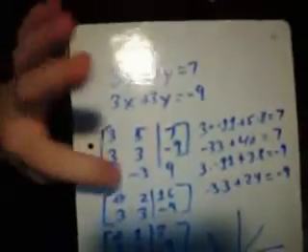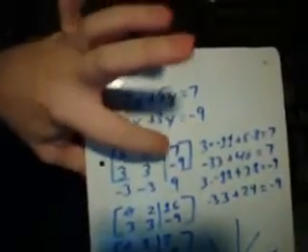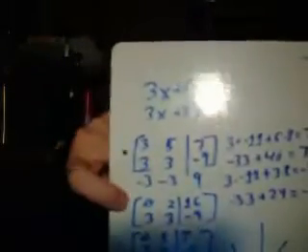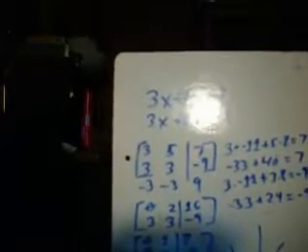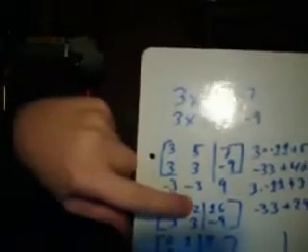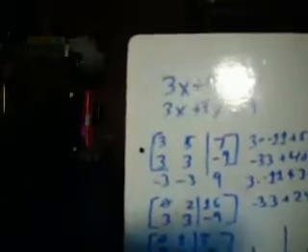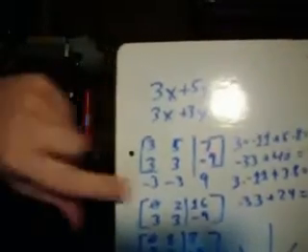What are we going to do next? We're going to add the negative 3, negative 3, and the positive 9 to 3, 5, and 7. Well, negative 3 plus positive 3 is 0. That's where the 0 comes from. Negative 3 plus 5 is positive 2. That's where the 2 comes from. 9 plus 7 is 16. That's where the 16 comes from.